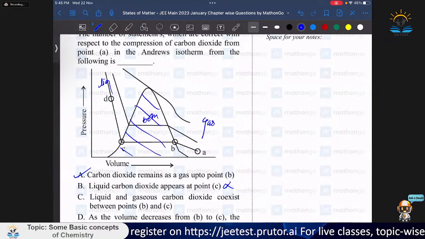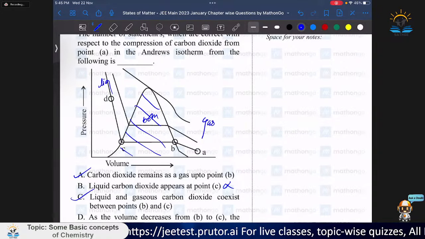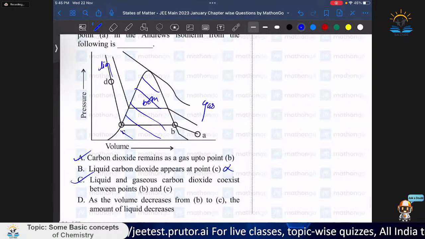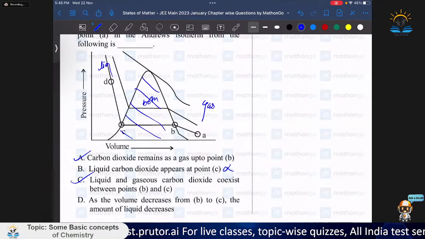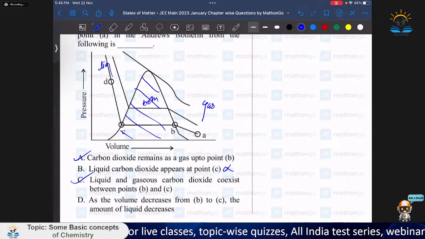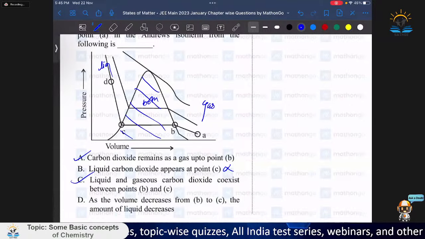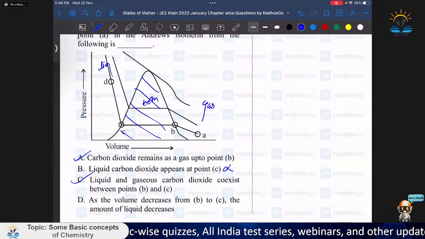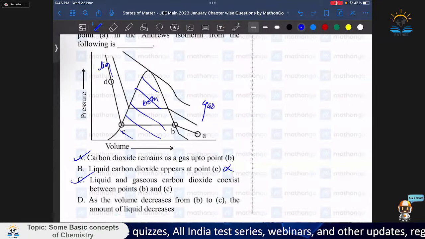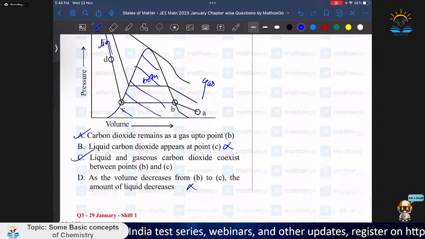Liquid and gaseous carbon dioxide coexist between points B and C. Exactly, this is what I was talking about. D point, as the volume decreases from B to C, the amount of liquid decreases. How is that possible? From B to C, actually all the gas is being converted into liquid. So we should say that the liquid is increasing in amount. So this is also incorrect, right?